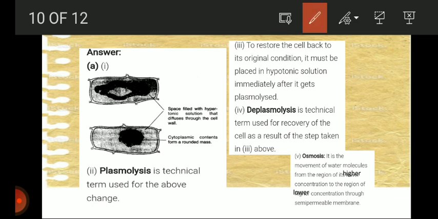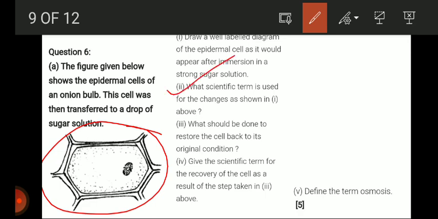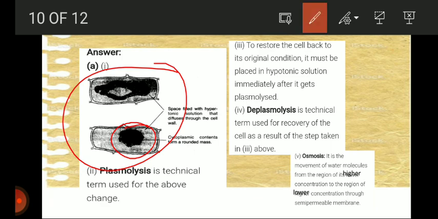See what will happen. This is the diagram. If that cell is dipped into the strong sugar solution, then there will be shrinkage of cytoplasm. Exosmosis will occur. Water molecules will come outside of the cell into the sugar solution. Exosmosis will occur, so protoplasm or cytoplasm will shrink. Plasmolysis will occur. Okay. Second question, what scientific term is used for the changes that are shown in question number 1 above? Of course, plasmolysis, I have told you. The technical term is plasmolysis.